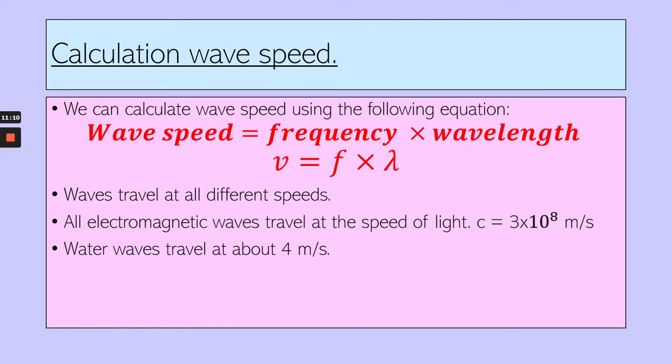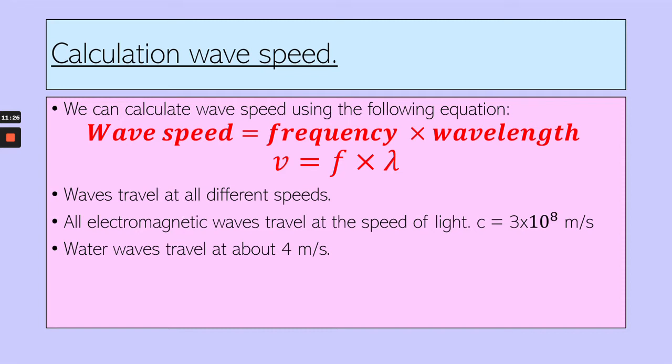Okay, so we're now going to look at the calculation of wave speed. We can calculate wave speed using the following equation. Wave speed equals frequency times wavelength, or I've written the simple equation below.